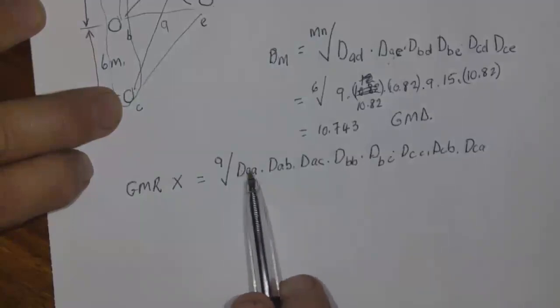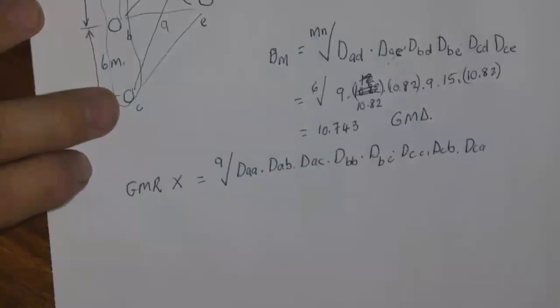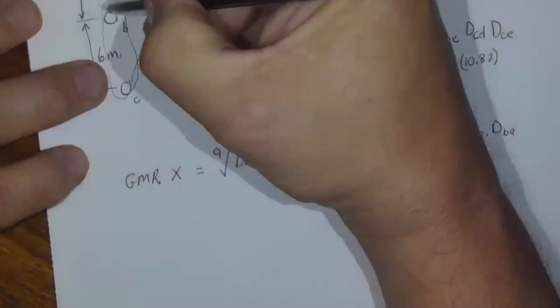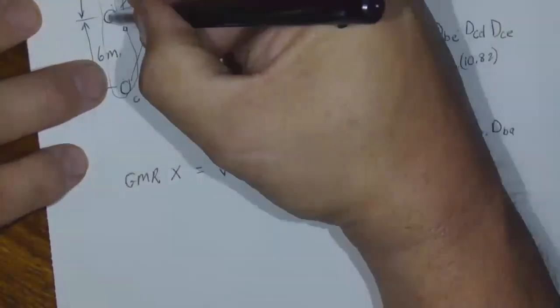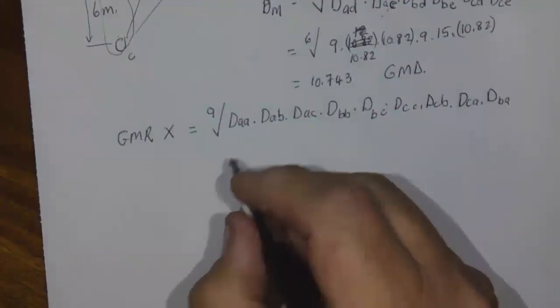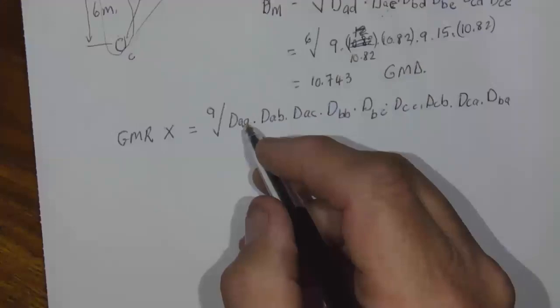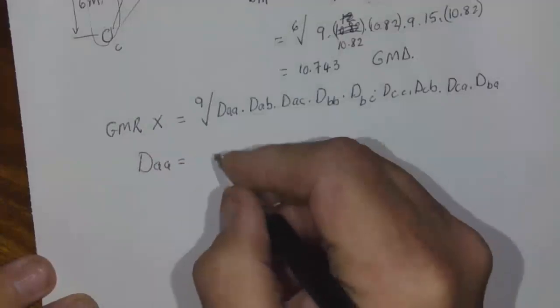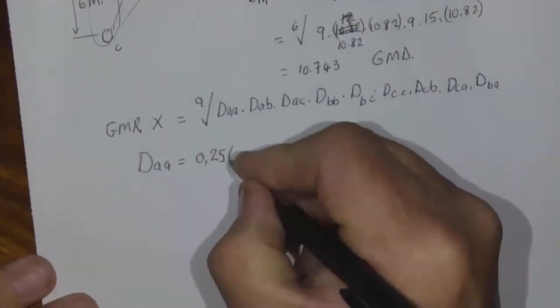So they must be 9. 1, 2, 3, 4, 5, 6, 7, 8. What did I miss? DBA. Huh? DBA. Okay. So it's from there to there and back. From there to there and back. From there to there and back. And now DAA, remember it's a solid conductor, no? So therefore, DAA is going to be 0.25 times 0.7788.